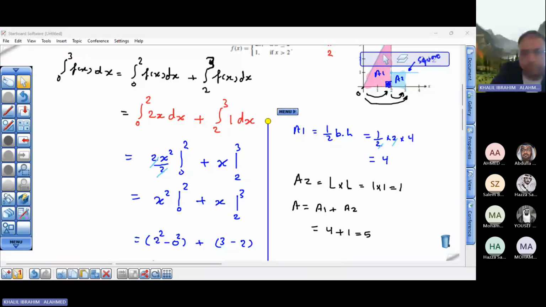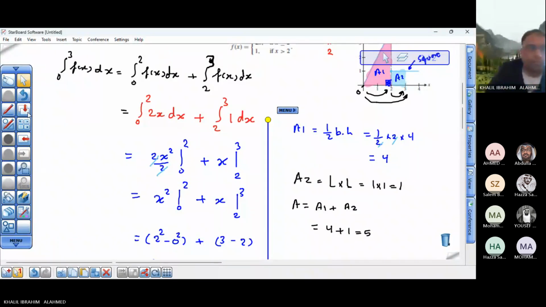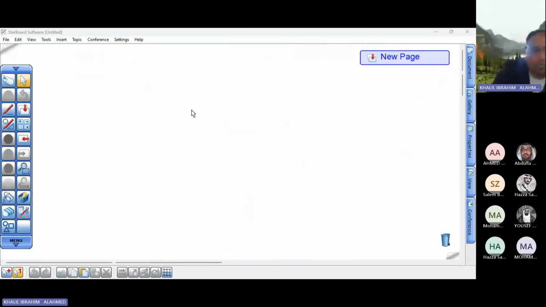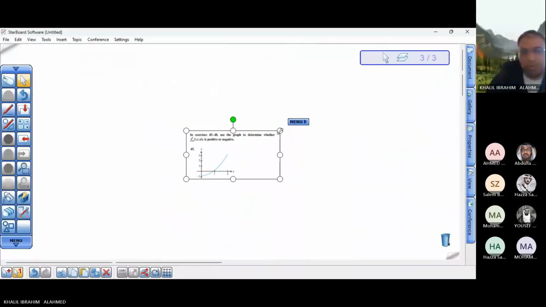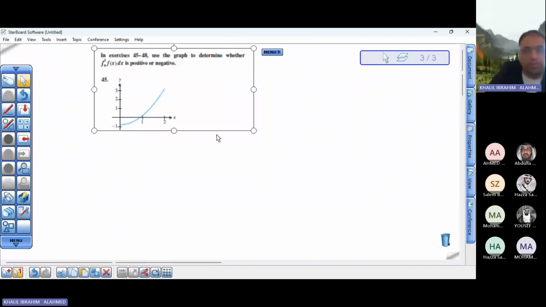In this example, as you see here, an exercise from 45 to 48. Use the graph to determine whether the integral from 0 to 2 of f of x dx is positive or negative. What do you think?